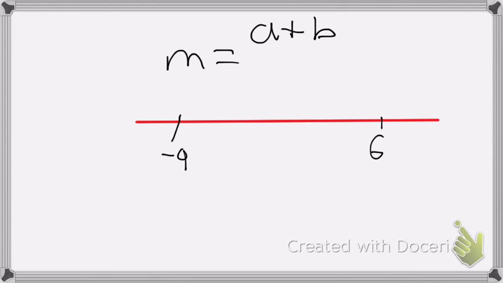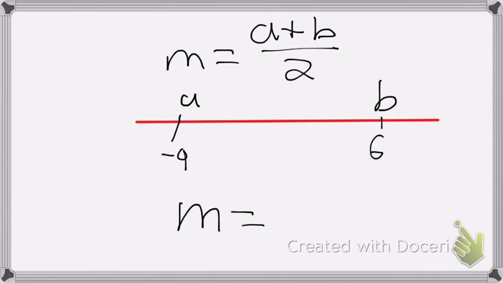Number 7, if I have a number line there, I have two numbers, I have -9, and then over here I have 6, okay? I have given you that the midpoint on a number line equals A plus B over 2. We're going to call this one A, the -9, and this one B, the 6. So we just plug our numbers in. We go -9 plus 6 over 2.